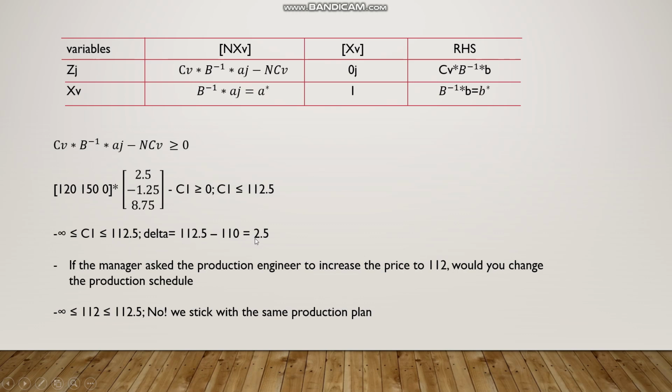So the delta over here is 2.5. If you remember when we used Excel Solver sensitivity analysis, it will give you 2.5, then you add it to your original, so it will give you the upper bound. So if the manager asks the production engineer to increase it to 112, would you accept the change? So no, basically, because I didn't have any alteration in my production plan.